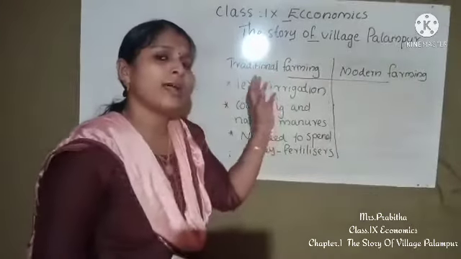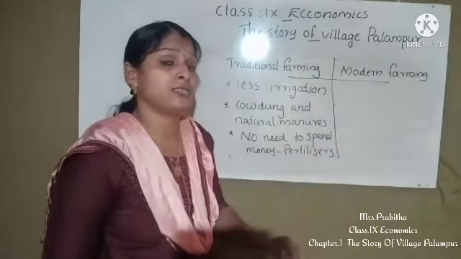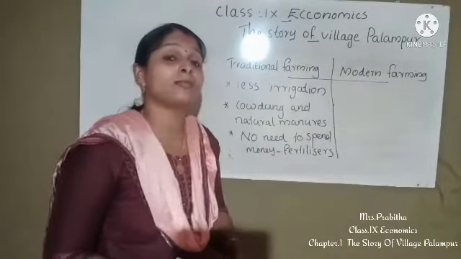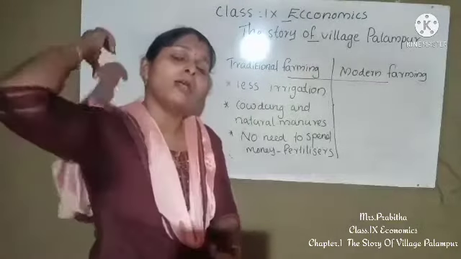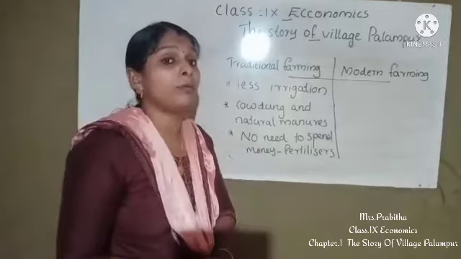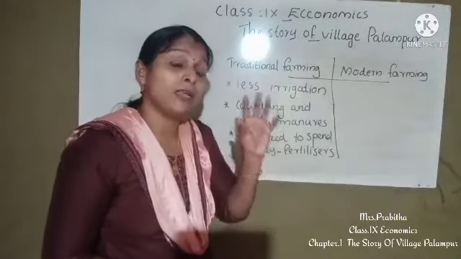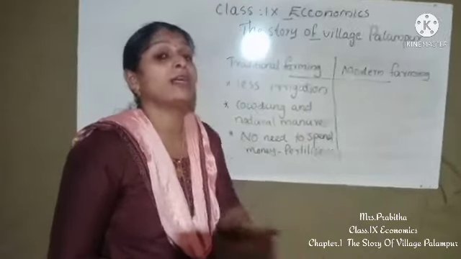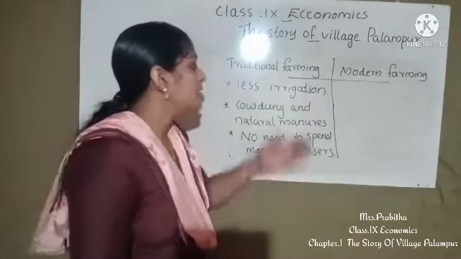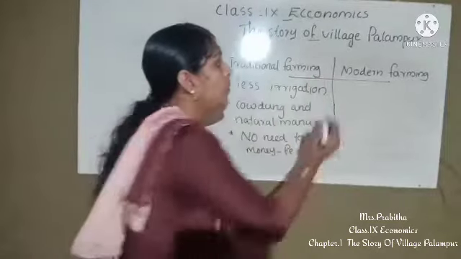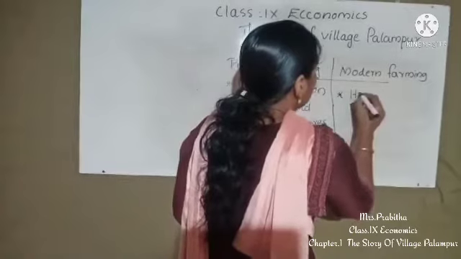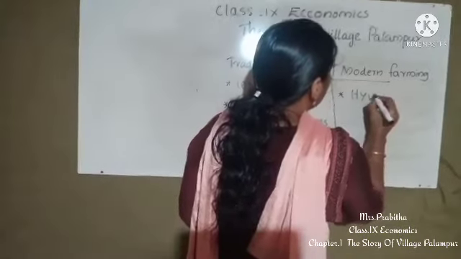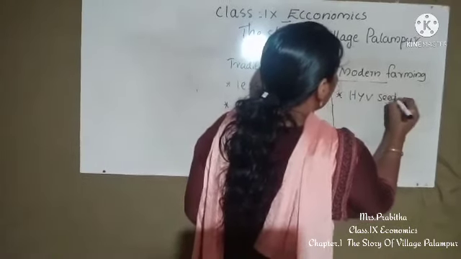But after the late 1960s, the modern method of farming was started in the village of Palampur. Modern method of farming means we should know the seeds also changed. High yielding variety seeds are used by farmers. So traditional seeds changed into high yielding variety seeds.